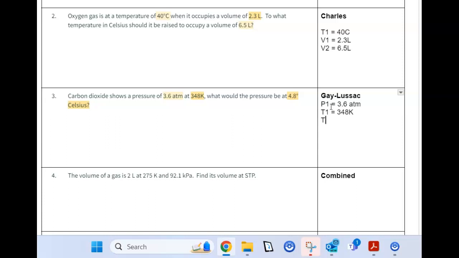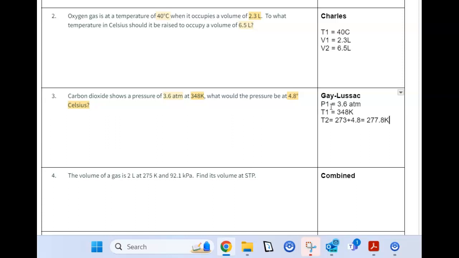So what I want to do is I'm going to make sure that my units agree, and you want to go with Kelvin if possible. So remember that Kelvin is 273 plus whatever Celsius you've got there. So 273 plus 4.8 would equal 277.8 Kelvin. So that's what I would do on that one.